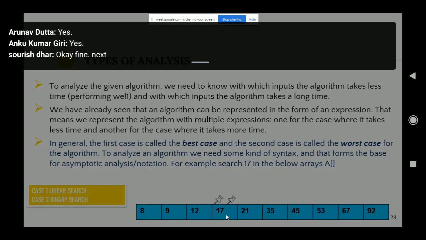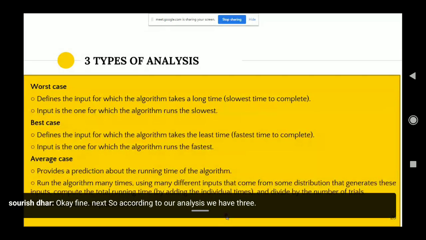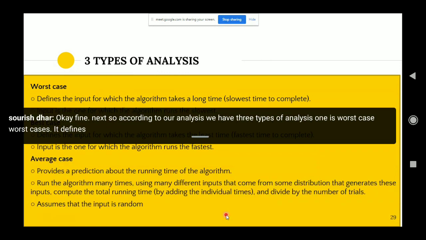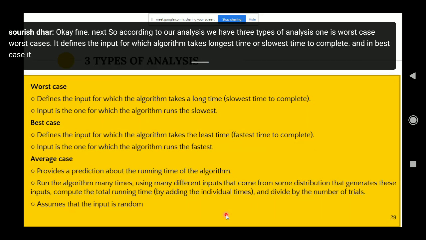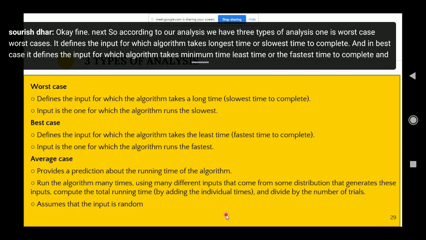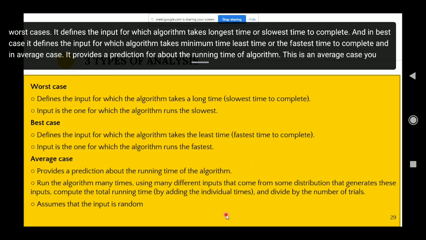So according to our analysis, we have three types of analysis. One is worst case. Worst case defines the input for which the algorithm takes the longest time, or slowest time, to complete. Best case defines the input for which the algorithm takes the minimum time, the fastest time, to complete. And average case provides a prediction about the running time of the algorithm. This is about the general case, for any case that may occur.